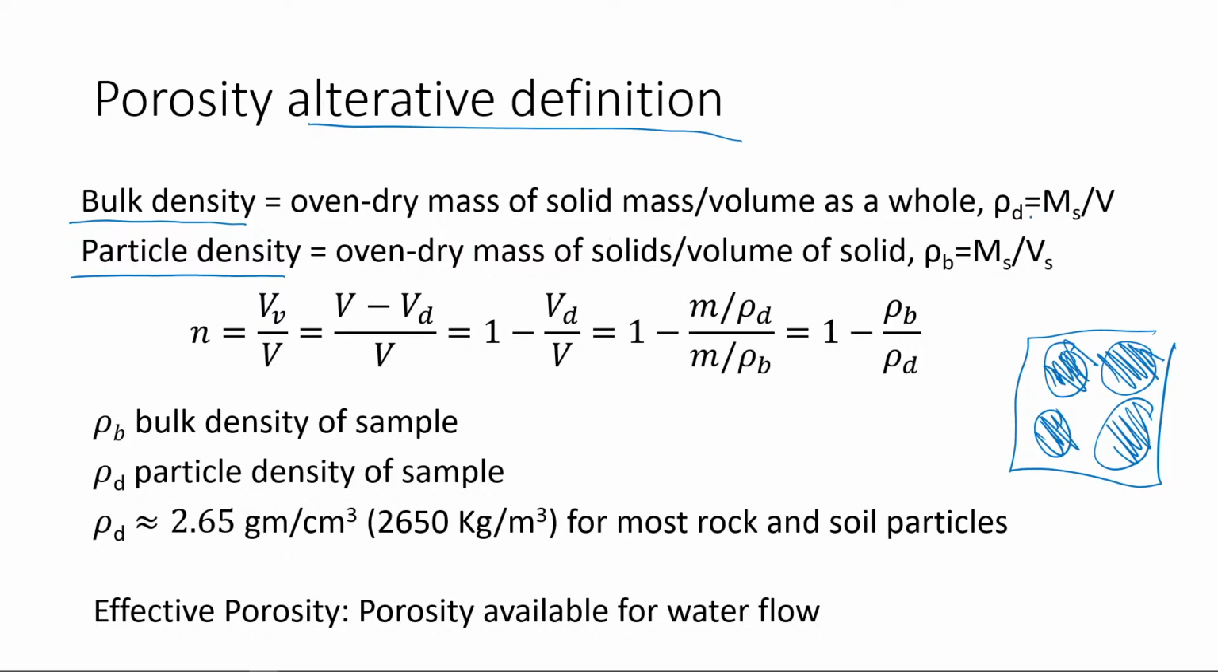So this is called bulk density. Particle density is the same: the oven dry mass of solid over the volume of solid. So here, this is the total volume. This is only the volume of solid, not the volume of air.